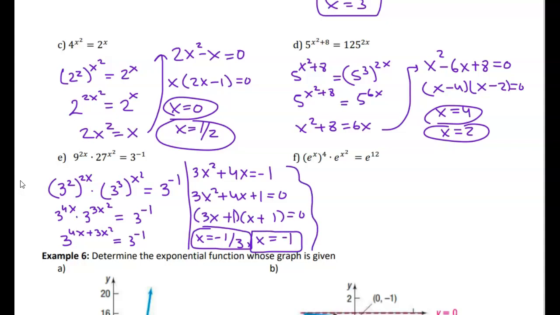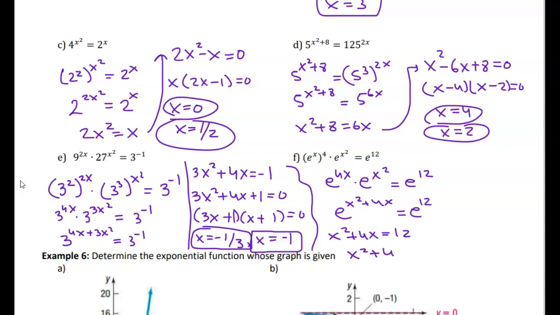All right, let's look at this one. Same deal, we've got to simplify this. We have all the same base of e. So we have e to the 4x times e to the x squared equals e to the 12. Combine these into one base. We add the exponents. e to the (x squared plus 4x) equals e to the 12. Now we can get rid of the base. x squared plus 4x equals 12.